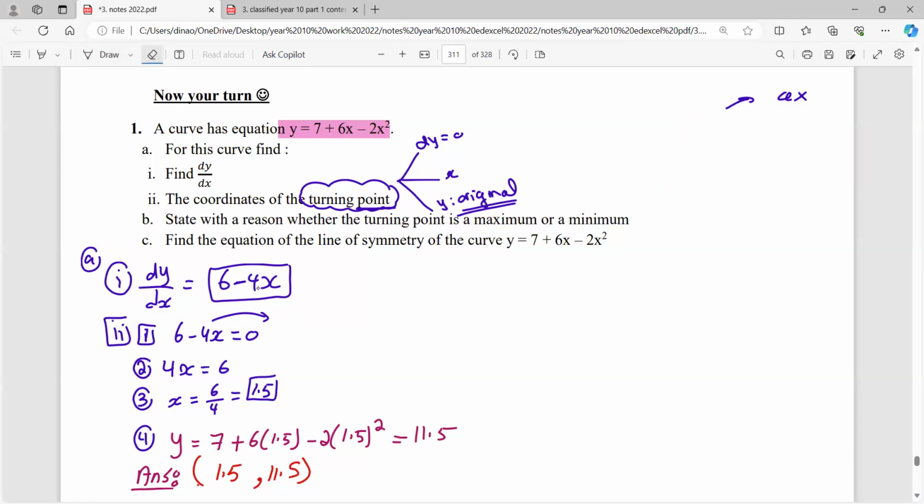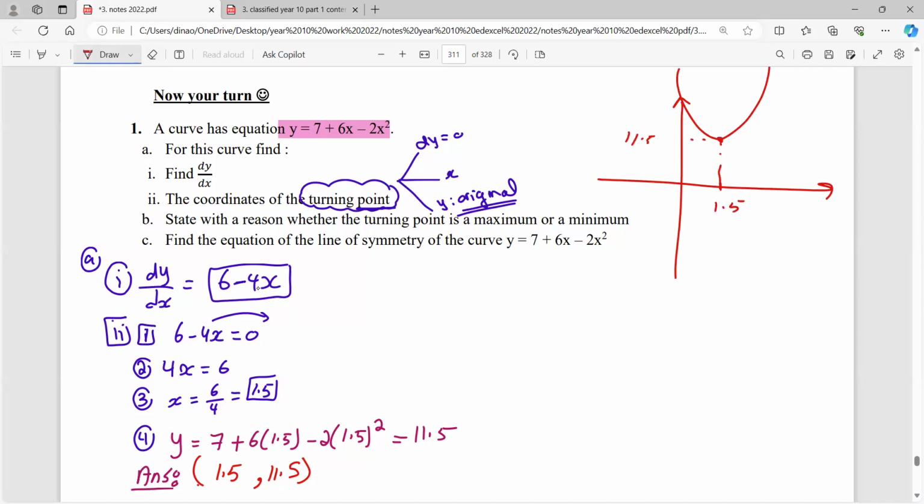Again, for the people who like to understand and link the information together: if I wish to sketch this U shape, the vertex is at 1.5 here and 11.5 here. Of course this is totally not to scale, and this is a U shape that is open up like this. So here I have 1.5 and here I have 11.5.